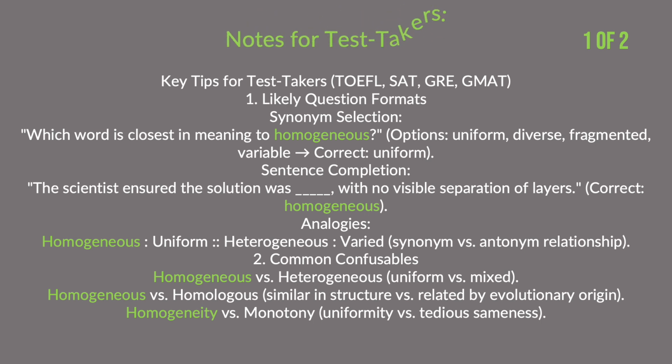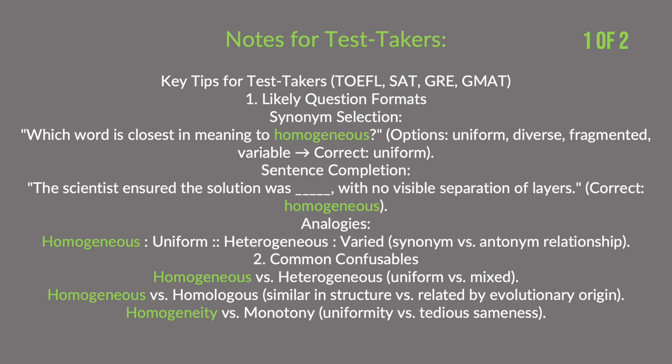Key tips for test takers: TOEFL, SAT, GRE, and GMAT. 1. Likely question formats. Synonym selection. Which word is closest in meaning to homogeneous? Options: uniform, diverse, fragmented, variable. Correct answer: uniform. Sentence completion.